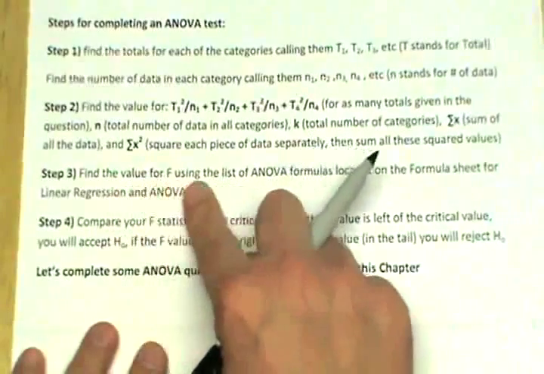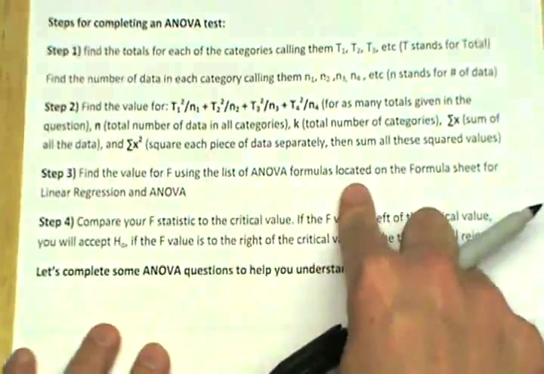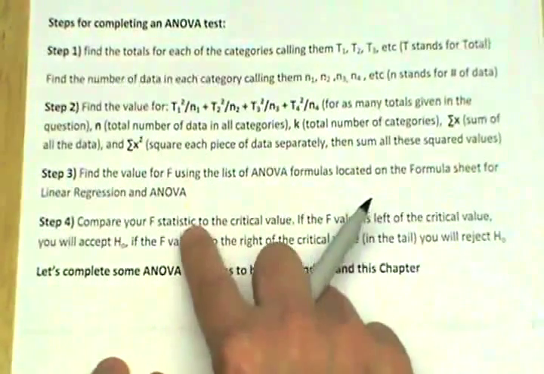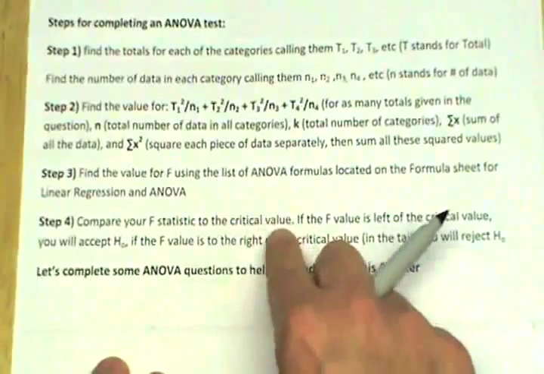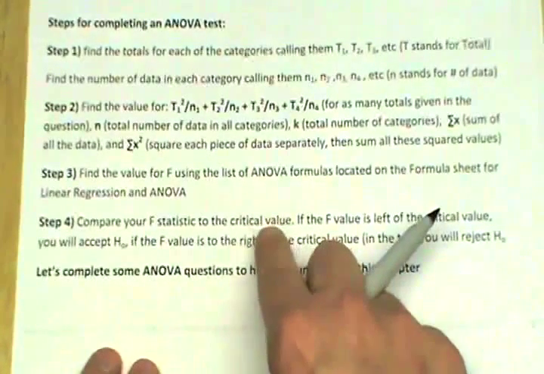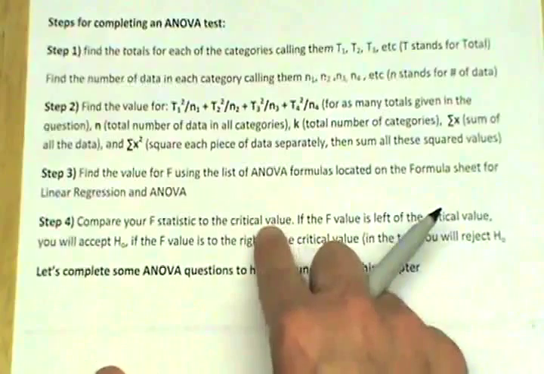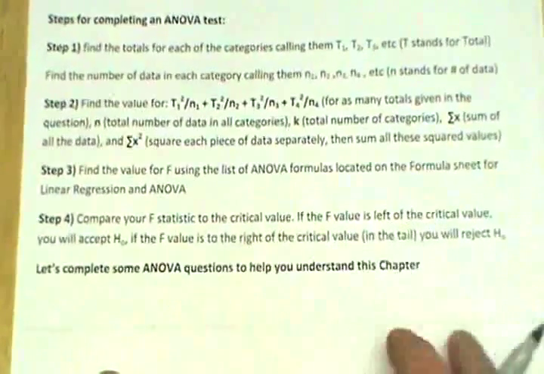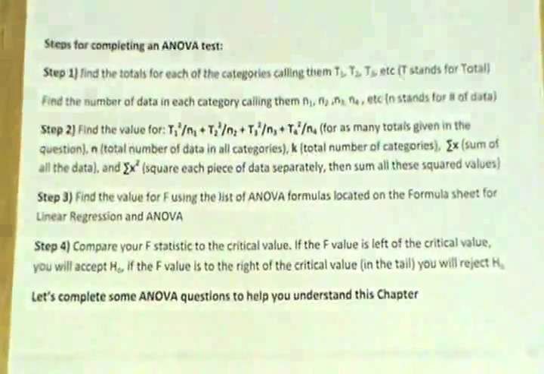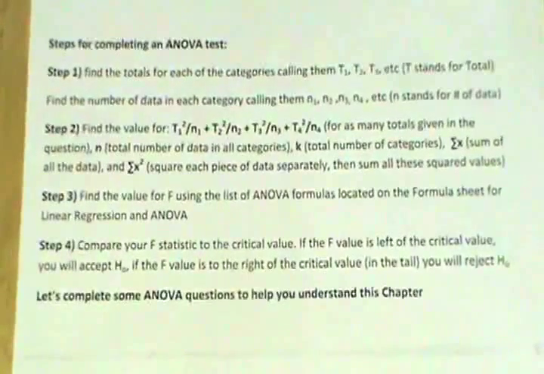Step 3, we're going to find all of those values on the ANOVA sheet like I just talked about, and then we're going to compare our F statistic to the critical value. If you are not in the tail, you're going to accept. If you're in the tail, you're going to reject. Okay, so let me just leave that there for you for a second. You can pause the video, you can copy that down if you like.